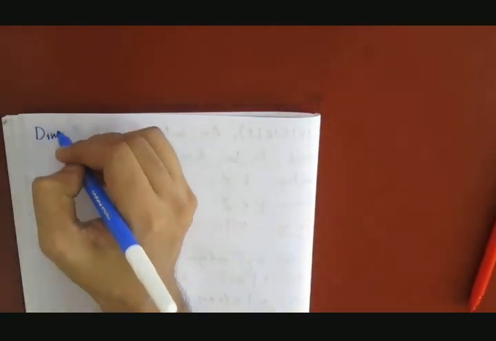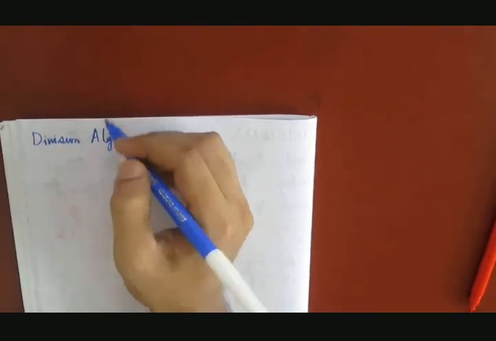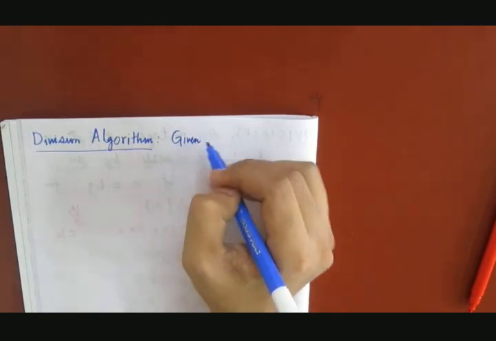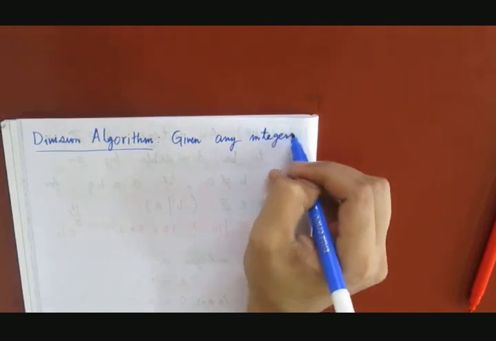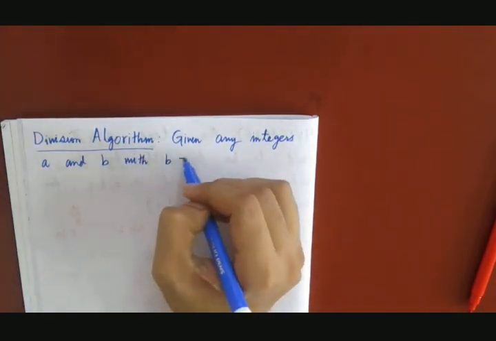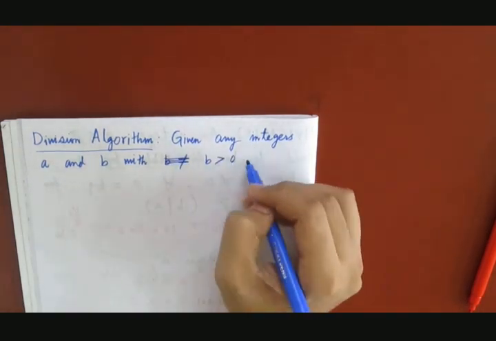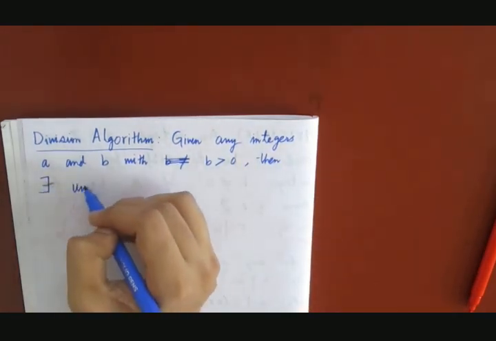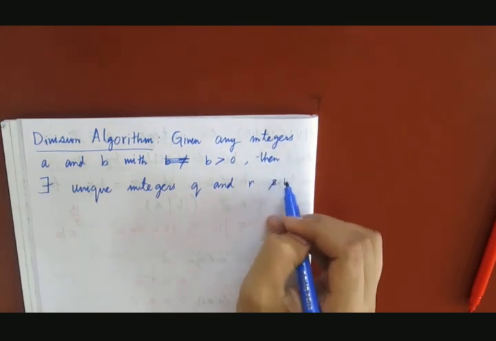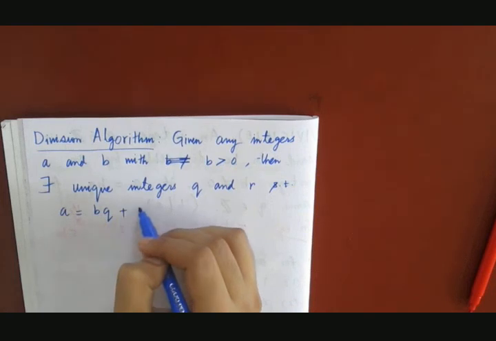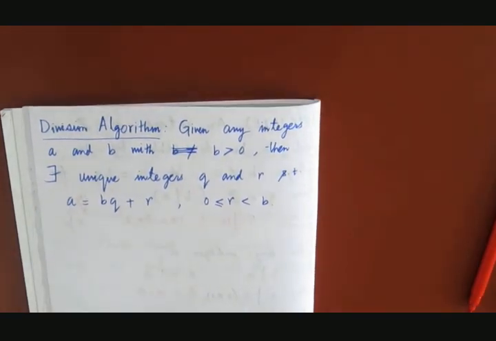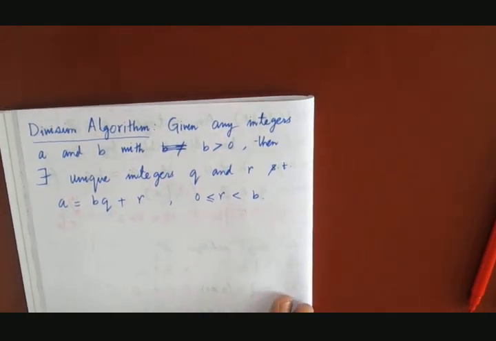So what is the division algorithm? Given any integers A and B, with B greater than 0, there exist unique integers Q and R such that A can be written as BQ plus R, where R is greater than or equal to 0 and less than B. So this was the statement of the division algorithm, right? So we are just considering B should be positive and A can be any integer. Okay?